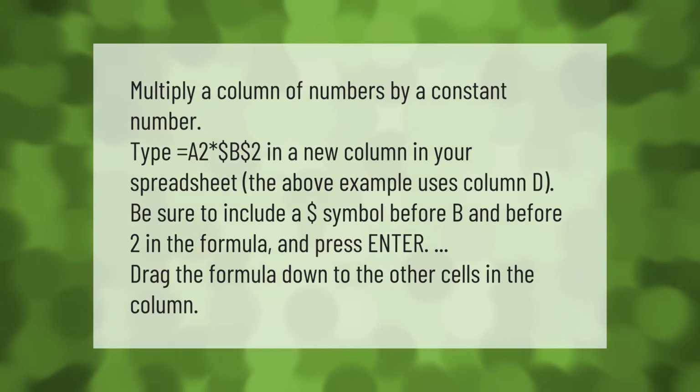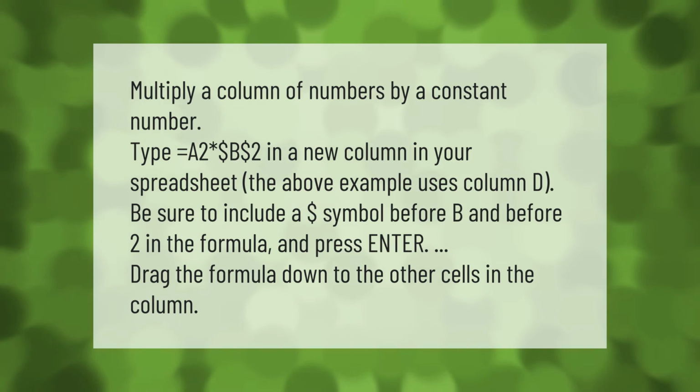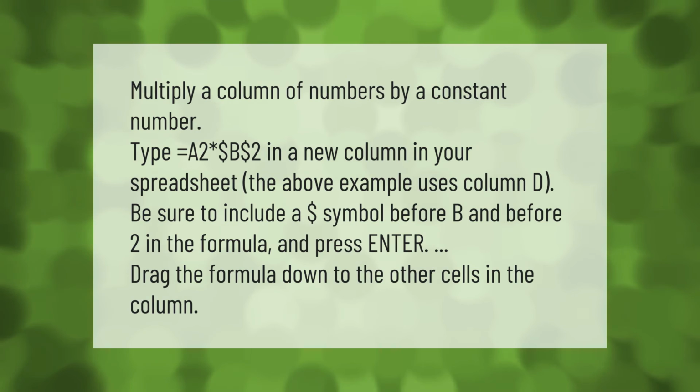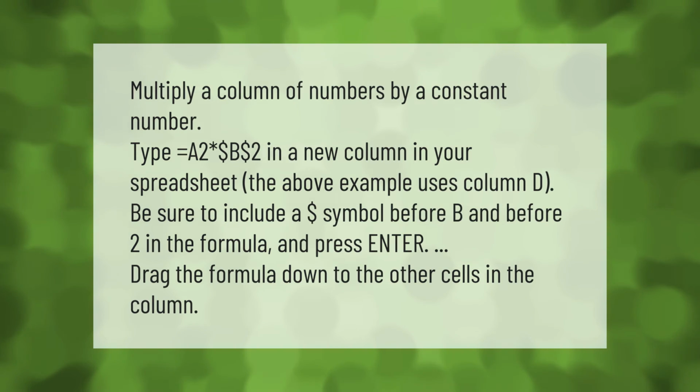Multiply a column of numbers by a constant number. Type =A2*$B$2 in a new column in your spreadsheet. The above example uses column D. Be sure to include a dollar symbol before B and before 2 in the formula, and press Enter. Drag the formula down to the other cells in the column.